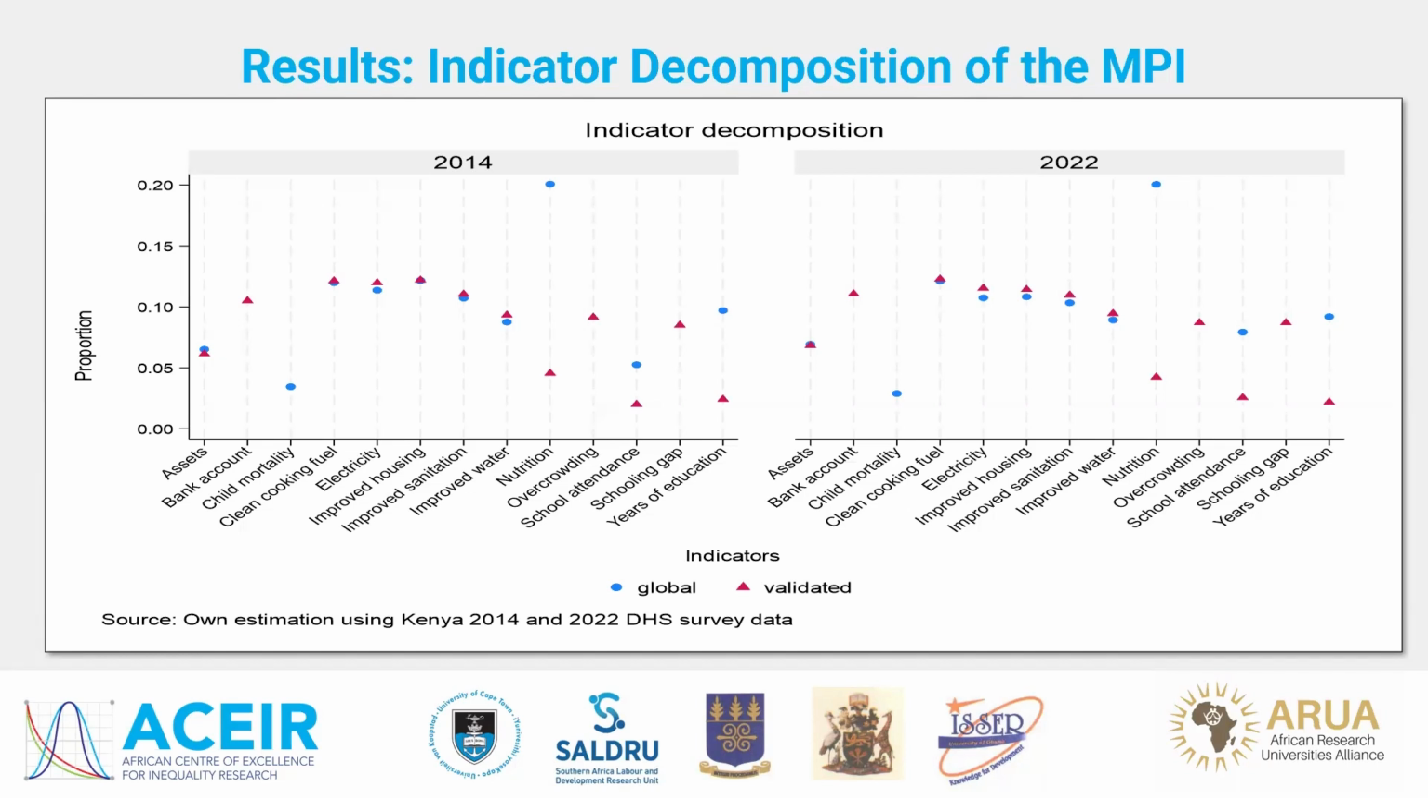So we have this huge discrepancy between what we have in the global MPI and what we have under the validated framework, just to make a point that the weighting of the indicators is actually important for this kind of analysis, because you might actually get a very high, and I think even for the South African context, the nutritional indicator is one of the highest. But how do you know it's actually because people are most deprived in that indicator, or is it because of the weight assigned to that particular indicator?